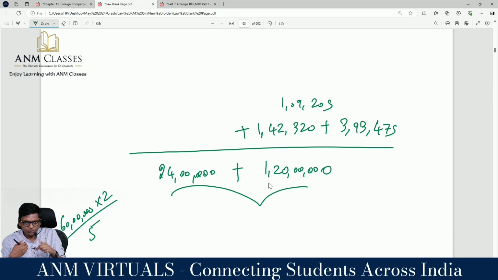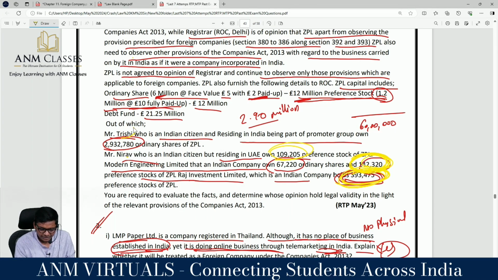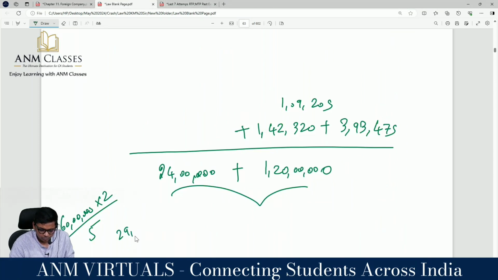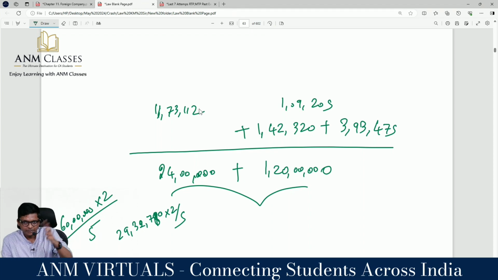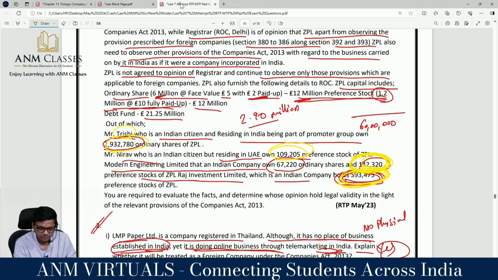Everybody clear? Now the other shares of Trishi, I need to convert into equivalent number of paid up shares. Trishi has 29,32,780, into 2 by 5. How much are you getting? 11,72,112. This is the equivalent number of shares. But equity I am just doing into 2 by 5, plus here 67,220. That is also equity shares.